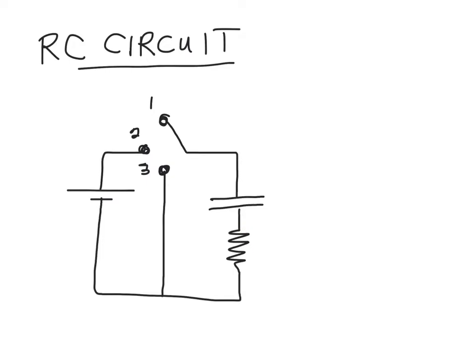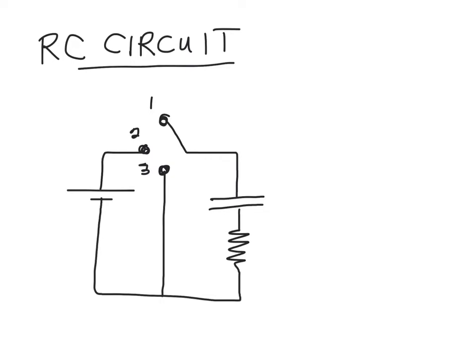Now we want to understand the behavior of this circuit over time, what happens when I close the switch to position 2, because right now nothing's happening. So generally we start with the capacitor uncharged and the switch open. So what will happen when we close the switch? Before we talk about that, let's review what we know about capacitors.